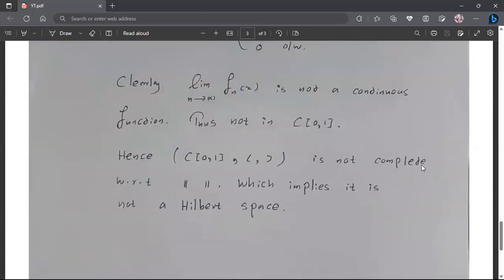Hence, we conclude the space is not complete. It's a normed vector space clearly, but it's not complete with respect to the norm induced by that given inner product. Therefore, it cannot be a Hilbert space.